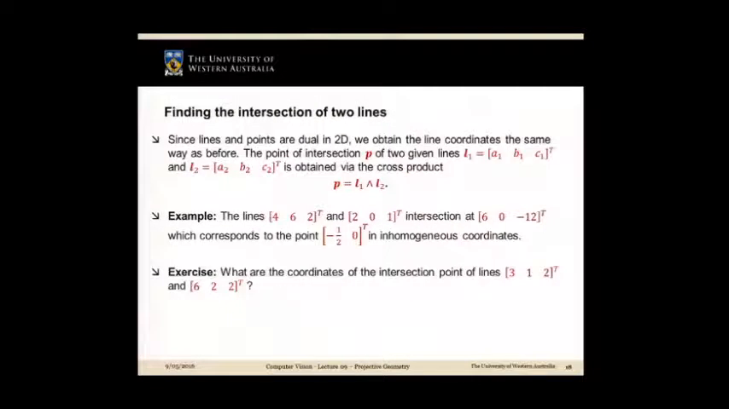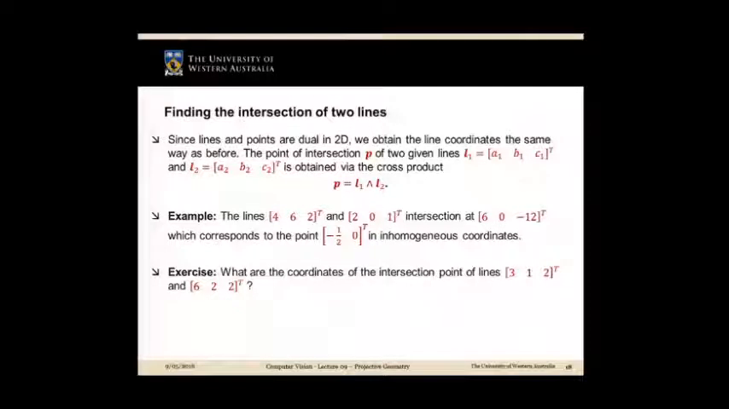Okay, now finding the intersection of two lines. Since lines and points are dual in 2D, we obtain the line coordinates the same way as before. The point of intersection of two given lines is obtained by the cross product. So now here comes the explanation of that terminology, dual. You take the cross product of 2 points, you get a line. You take the cross product of 2 lines, you get a point, right? That's why we say they are dual in nature.